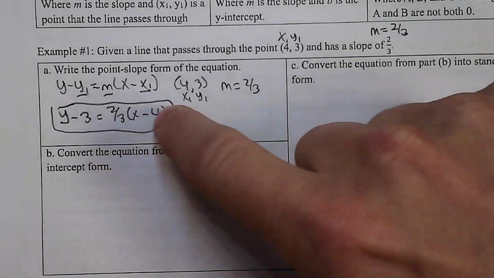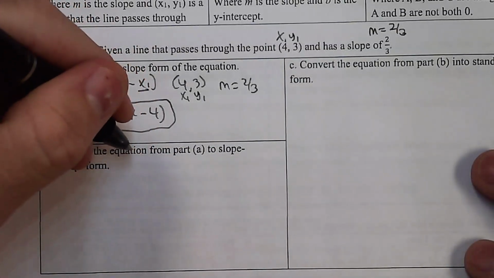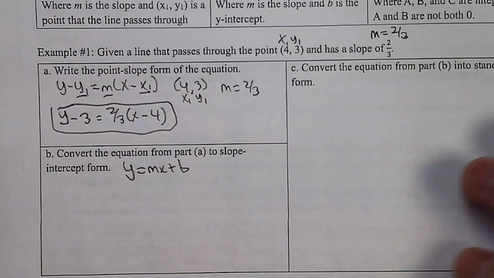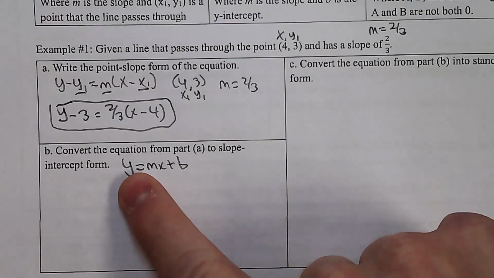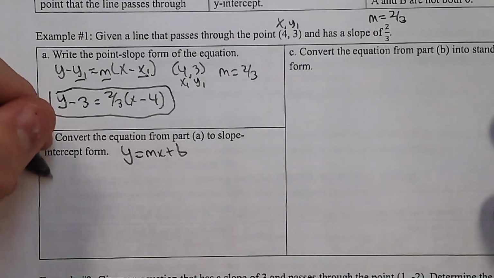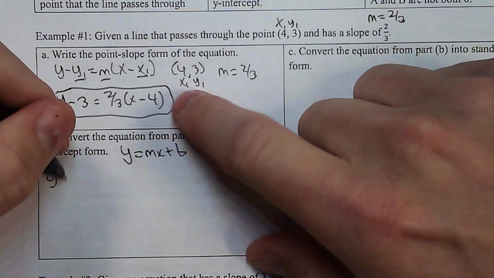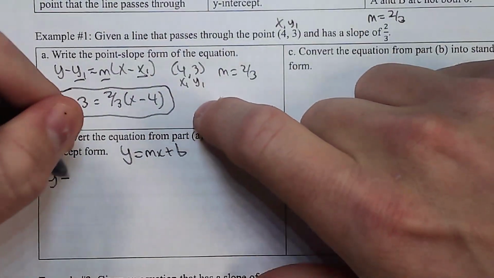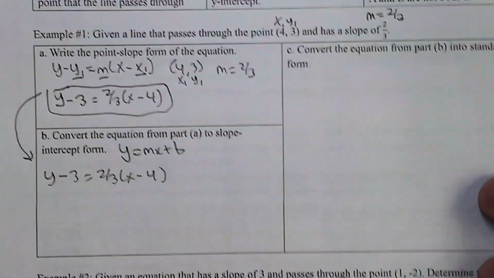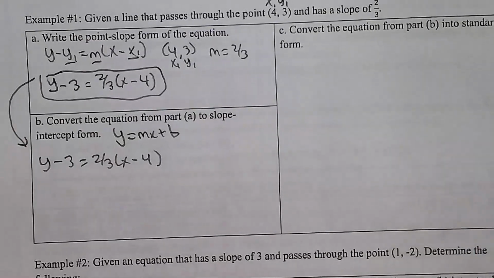Now I'm going to convert point slope to slope intercept. Slope intercept, what's the key thing about slope intercept compared to point slope? What do you notice about slope intercept? Y is by itself. Good. So my goal is to take this answer and bring this answer down. And there's two steps I have to do here to get it to slope intercept form. Okay? There's two steps I need to do.